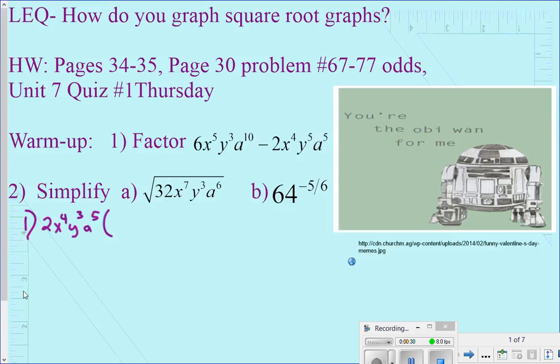So then 2 times 3 is 6. x to the 4th times x is x to the 5th. y cubed times 1 is y cubed. a to the 5th times a to the 5th is a to the 10th.